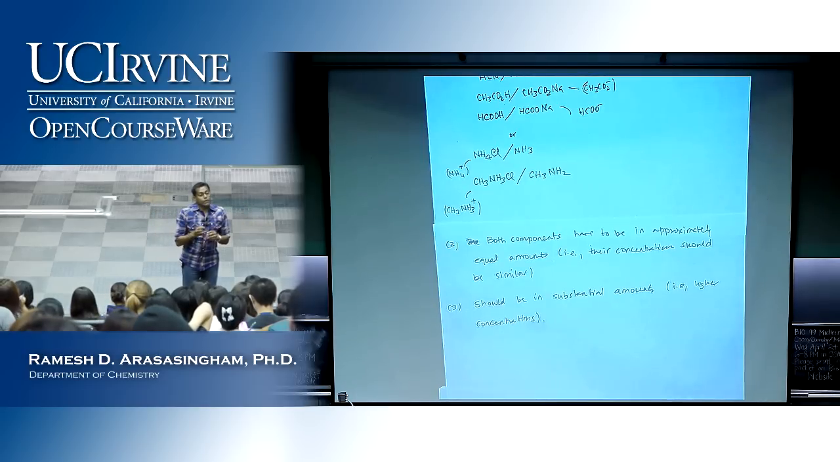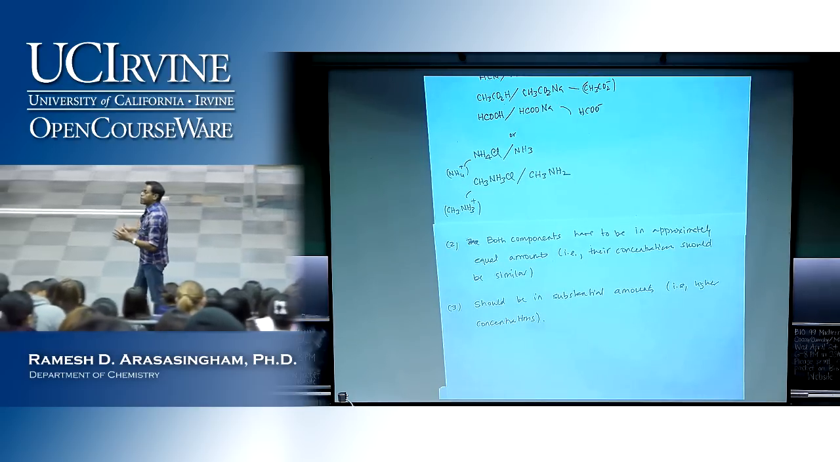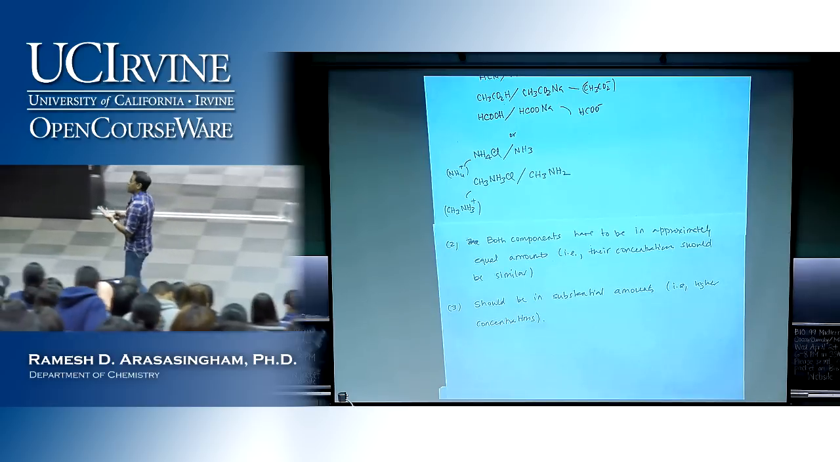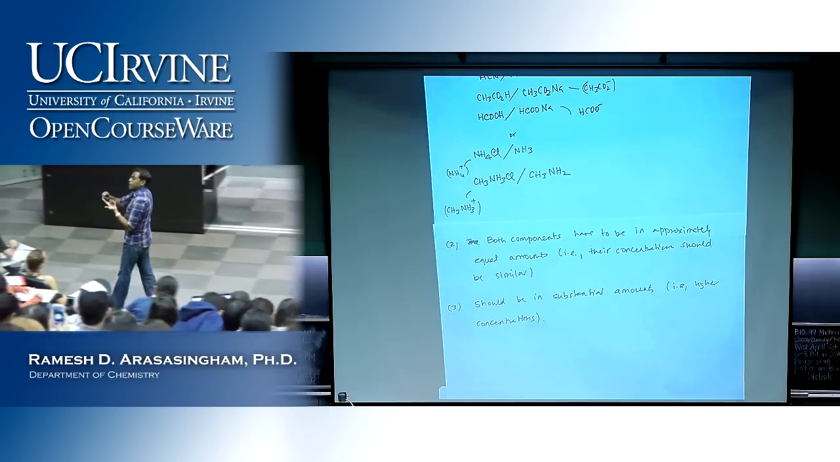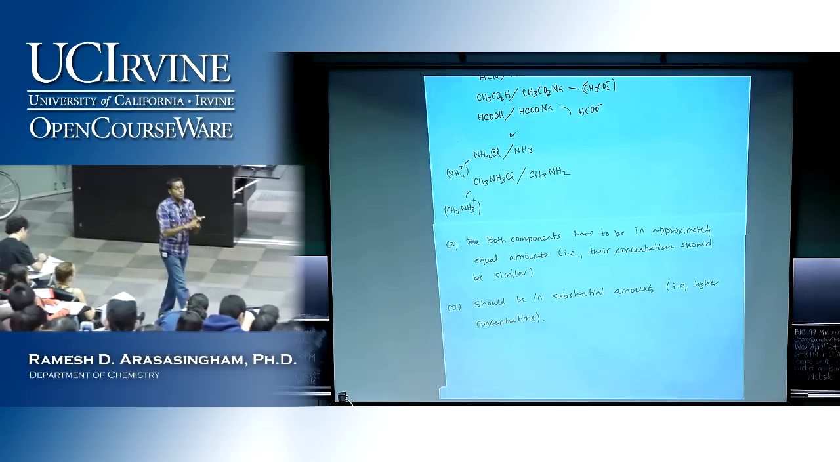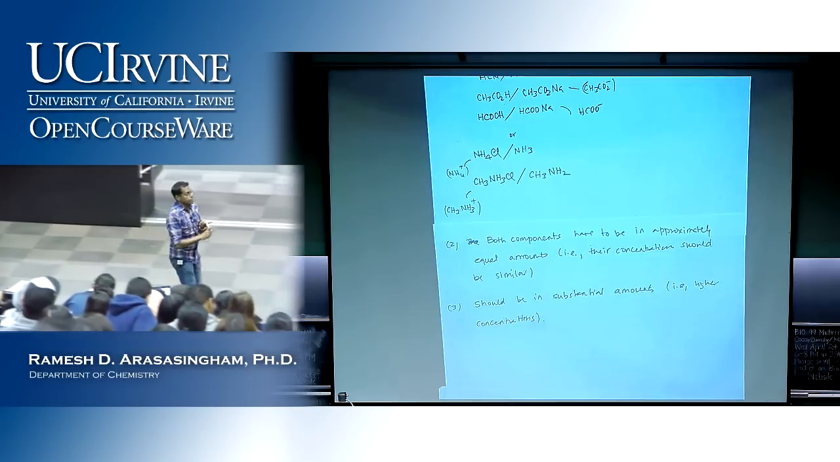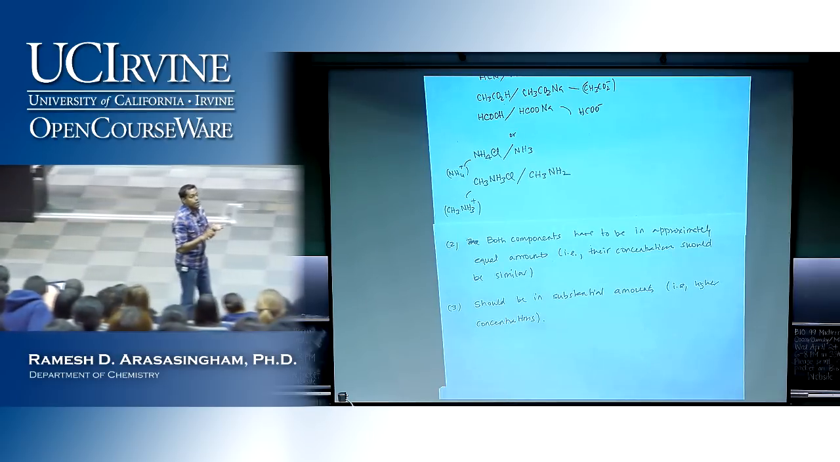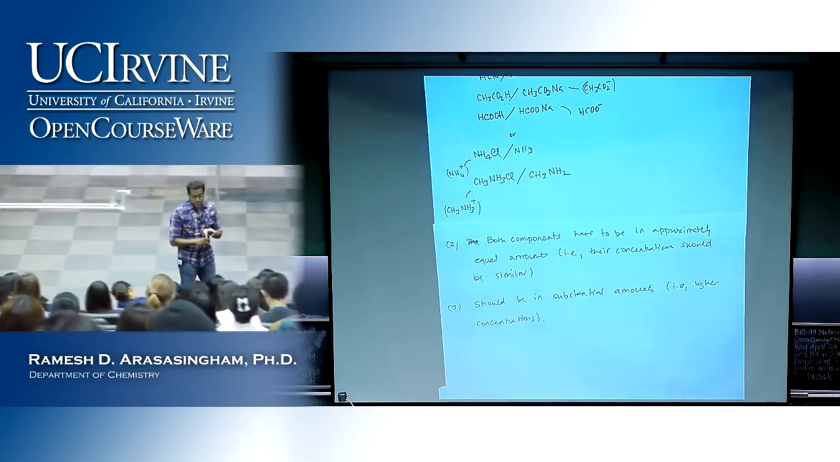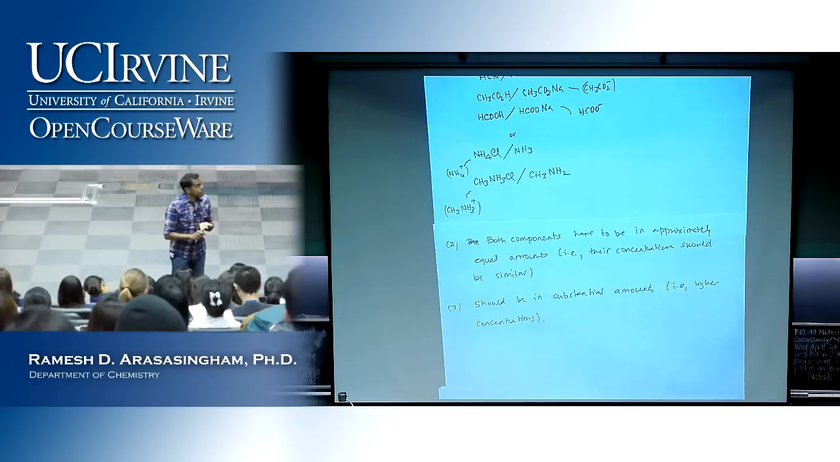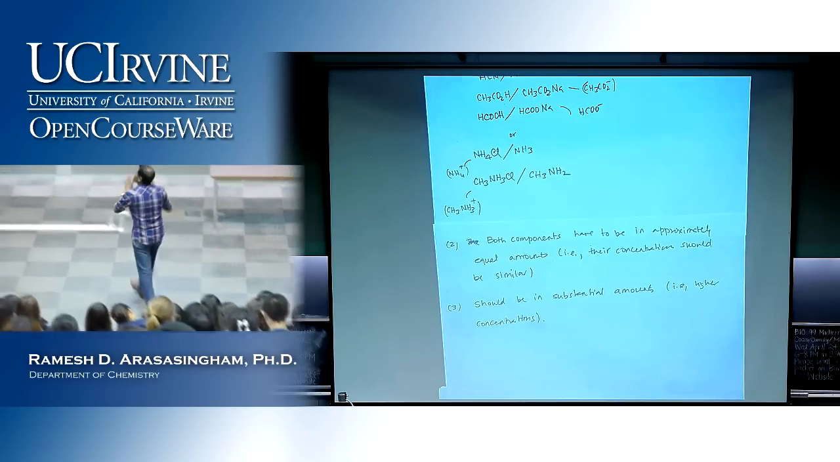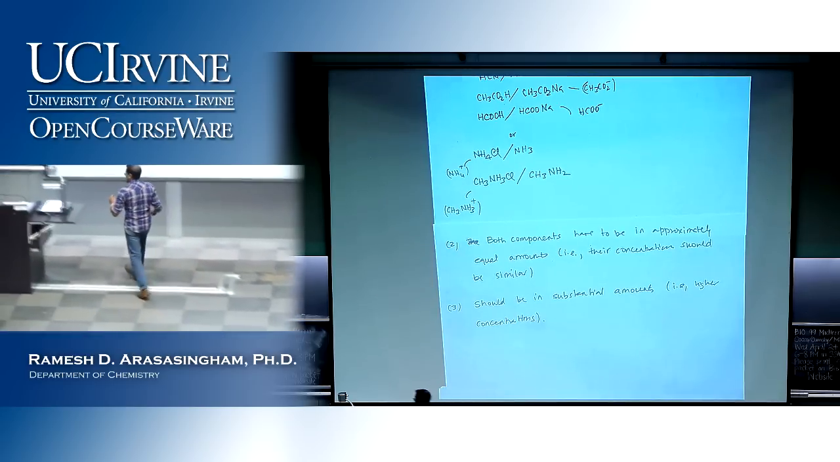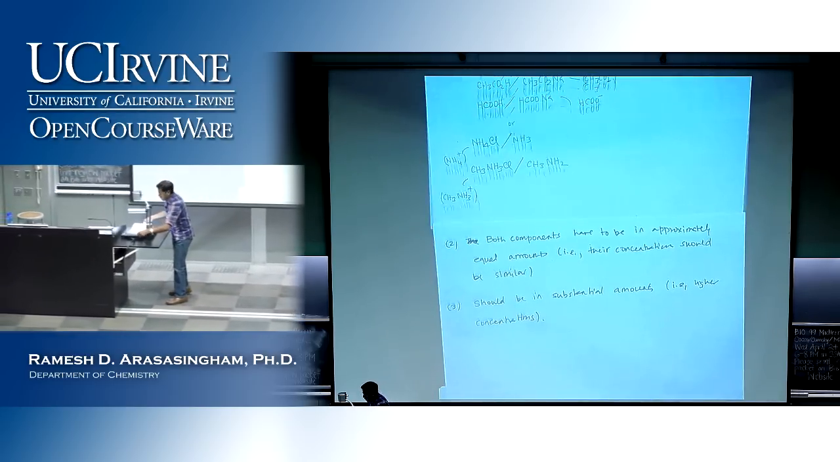Okay? So whenever you are asked to identify a buffer, you have to look for this. You have to have a mixture of a weak acid and its conjugate base so that they're conjugate to one another. You have to have approximately equal concentrations, and they should be in substantial amounts. All right? So these are the criteria for a good buffer, but now let's see how does a buffer work.